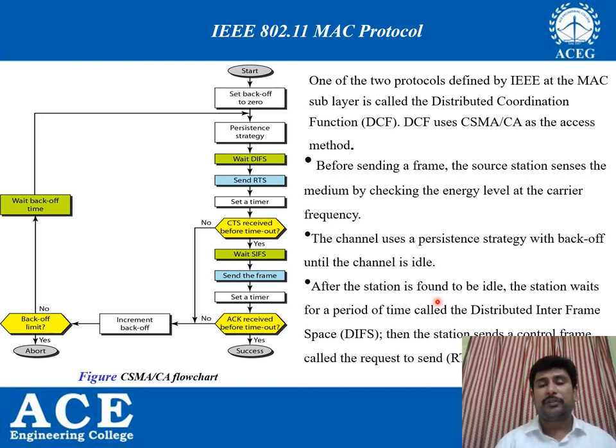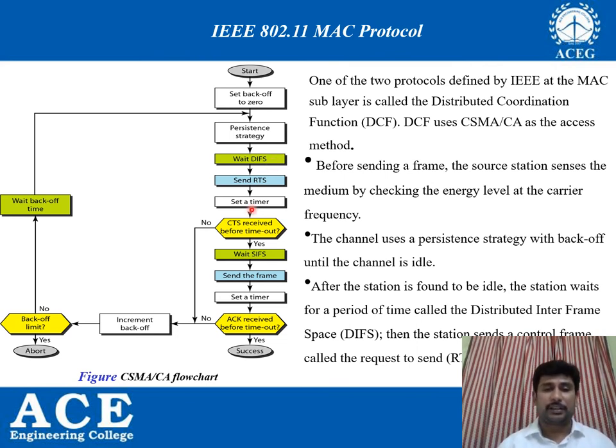After waiting for this distributed interframe space, the sender will transmit a request to send to the device with which it wants to communicate. Immediately after sending the request to send command, the sender starts a timer. Before this timer expires, it expects a response from the receiver in the form of a command called clear to send. Clear to send indicates that the receiver is ready to receive data from the sender. If we are not able to receive the clear to send command before the timer expires, we have to repeat the process: make a new attempt, implement the persistence strategy to find the channel idle, wait for the distributed interframe space, and send the request to send again. Everything is repeated.